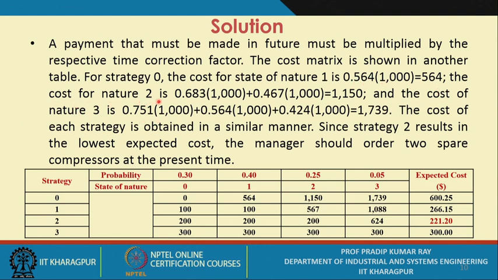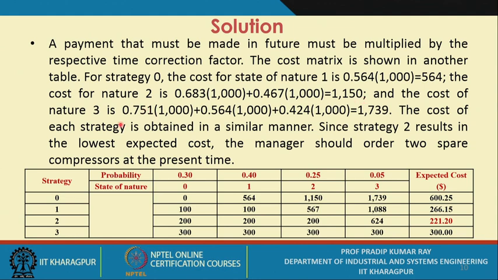The cost for nature 2 is 0.683 into 1000, that is at the end of 3rd year, and this is at the end of 4th year, and this is then at the end of say the 8th year. This corresponding value is 0.683 into 1000, that is the first compressor you need to purchase, and this is the second compressor you have to purchase with the price of 1000 at the end of 8th year. So, corresponding factor is 0.67. So, the total value is 1150.